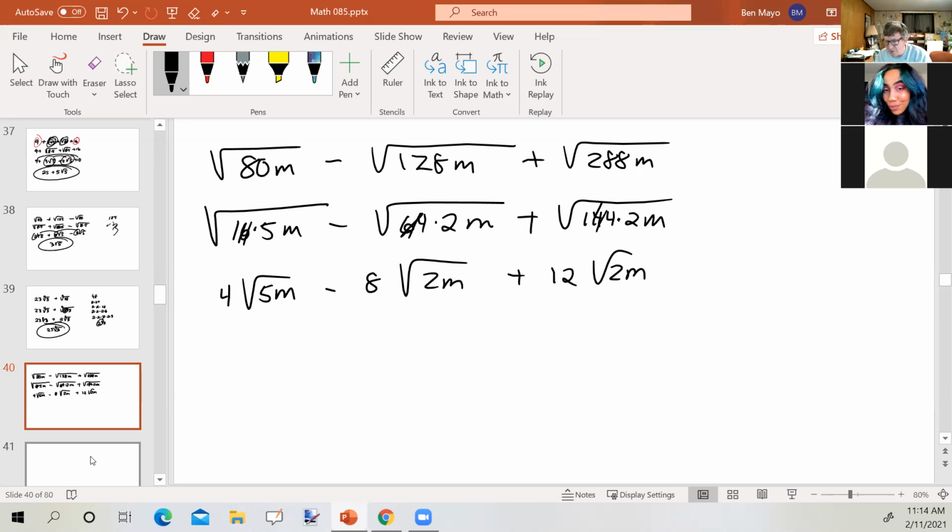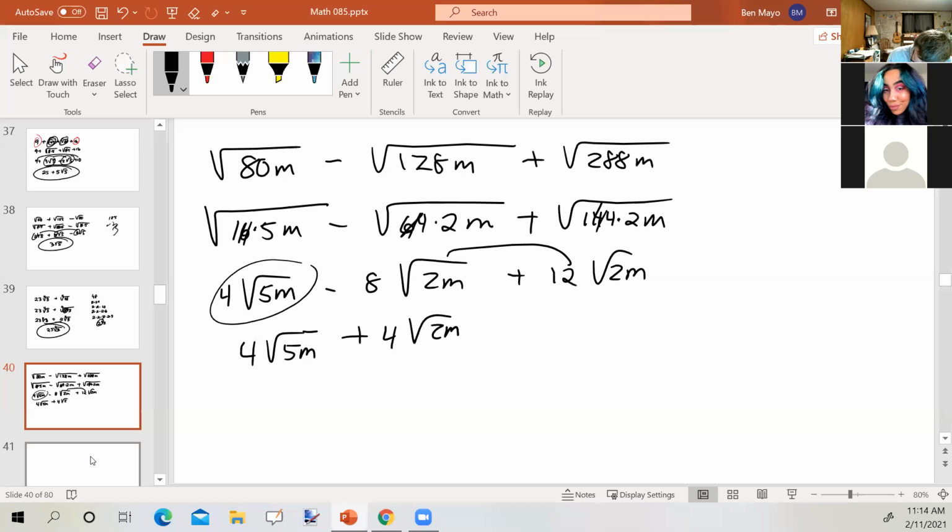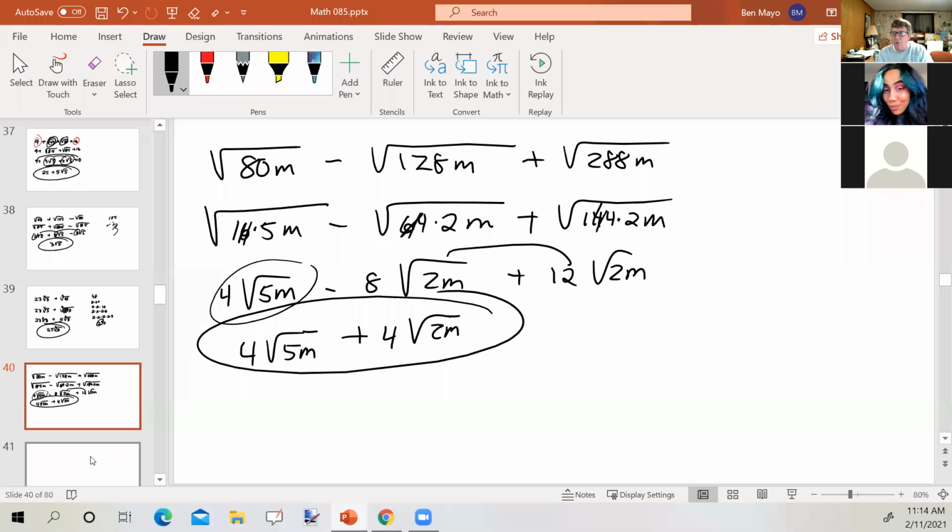And again, I went through this quickly, but I got squares and leftovers. Notice these two are alike, but this one isn't. So we get 4 square roots of 5m plus 4 minus 8 plus 12 square roots of 2m. And those won't combine any further. So there's what you were asking about. Okay. Not much more difficult. Just, if you're expecting them all to go together and then they don't, sometimes people are like, well, did I mess up?